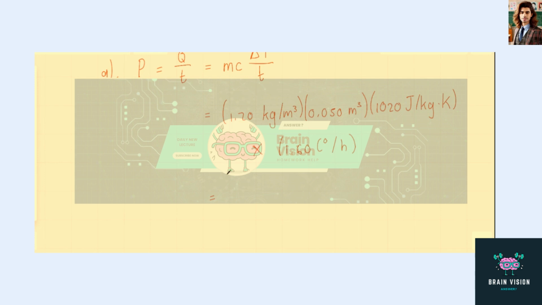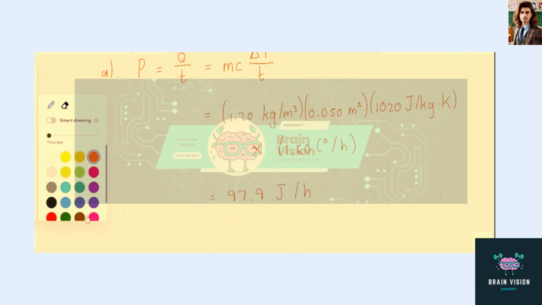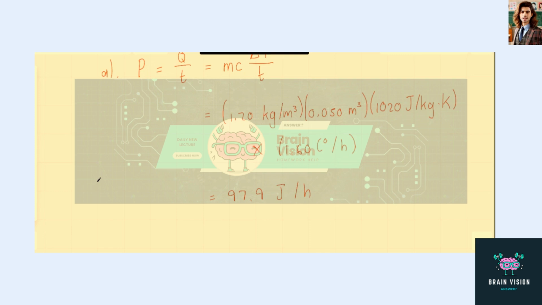And if we compute this, we get that the power generated by the hamster, which is the heat added to the box, is happening at a rate of 97.9 joules per hour. So that's the heat energy added to the box every hour.